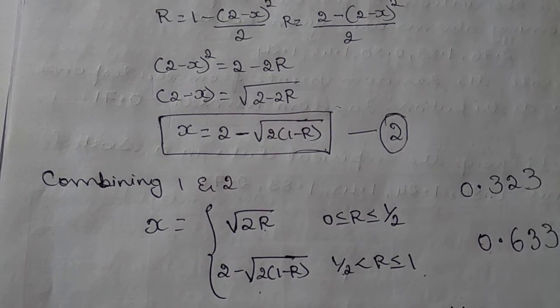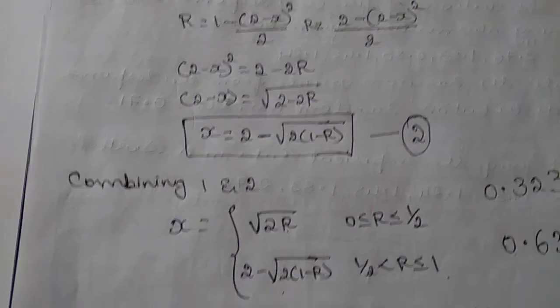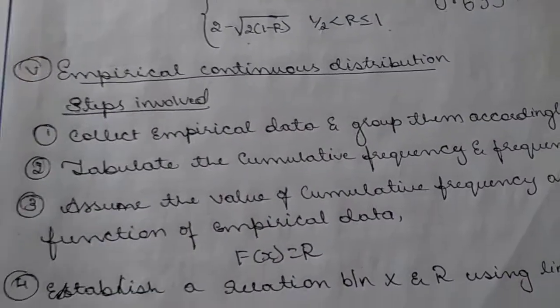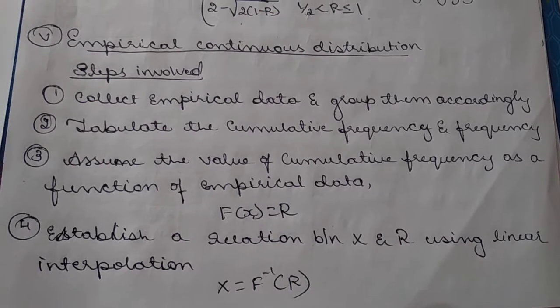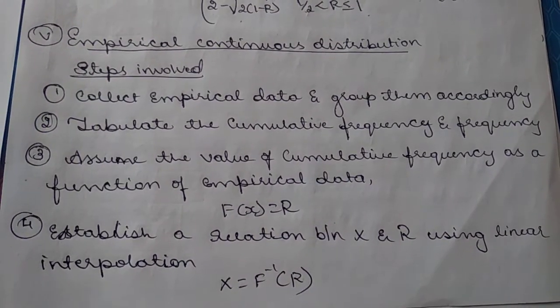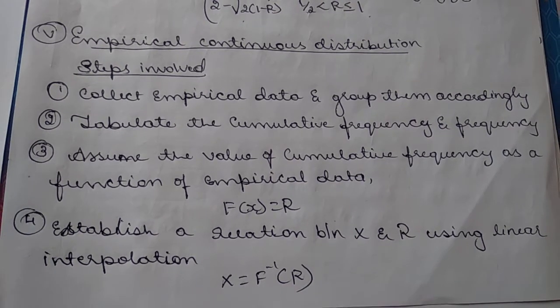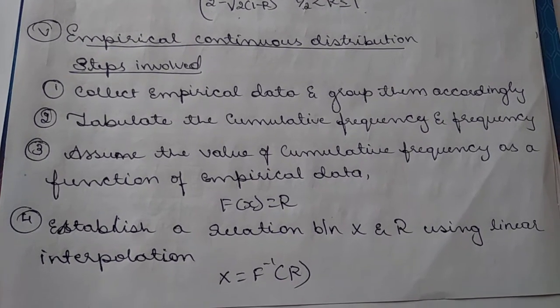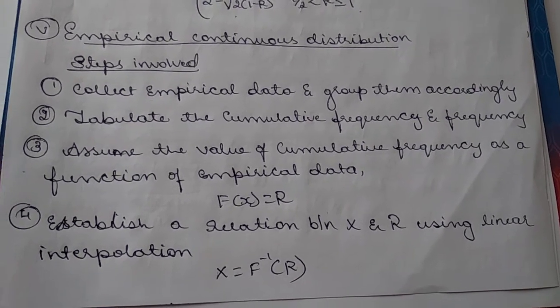It is very, very important. These steps are very important in this one. And the next one is your fifth one, that is empirical continuous distribution. First, what do you mean by this empirical continuous distribution? For example, theoretically, if it is not possible to solve any problem, then we have to use this empirical continuous distribution.